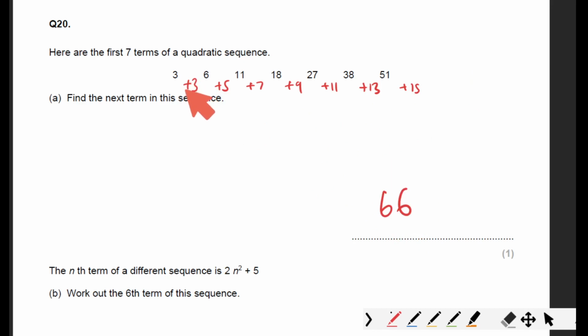If these were going up in equal steps, adding the same number, then that would have been a linear sequence. It would not have been a quadratic sequence.